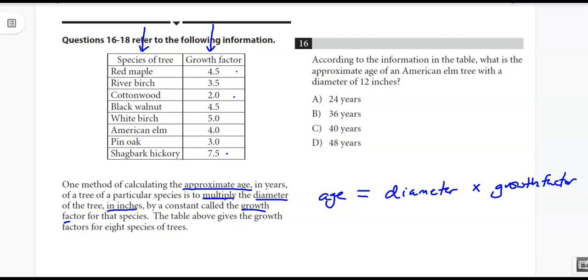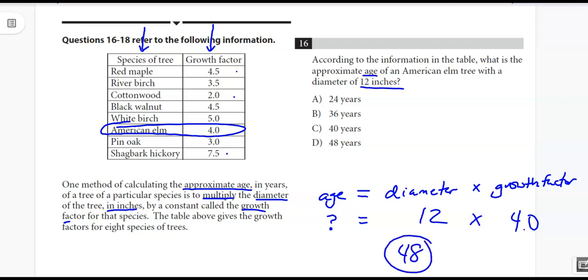According to the information on the table, what is the age? So we're trying to figure out what is the age of an American elm. So American elm is right here. So we have a growth factor of 4.0. And the diameter is 12 inches. So 12 times 4, it looks like this one is 48 years. Correct answer is D.